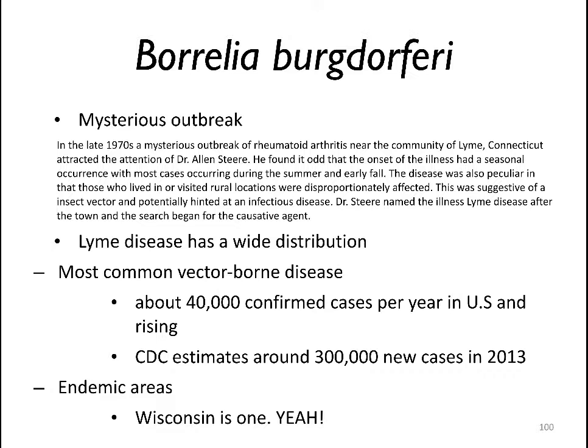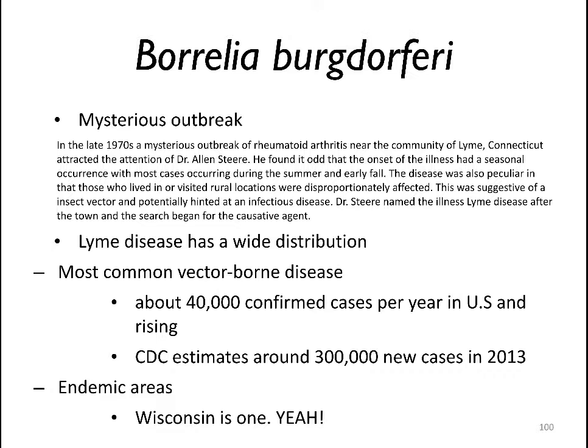The disease was also peculiar in that those who lived in or visited rural locations were disproportionately affected. This suggested there was an insect vector and it was an infectious disease. Dr. Steere named the illness Lyme disease, and after that, the search began for the causative agent. It turns out the organism Borrelia burgdorferi is the cause of Lyme disease.